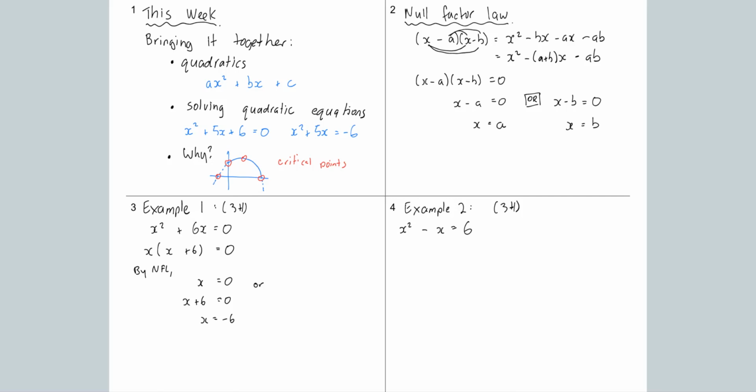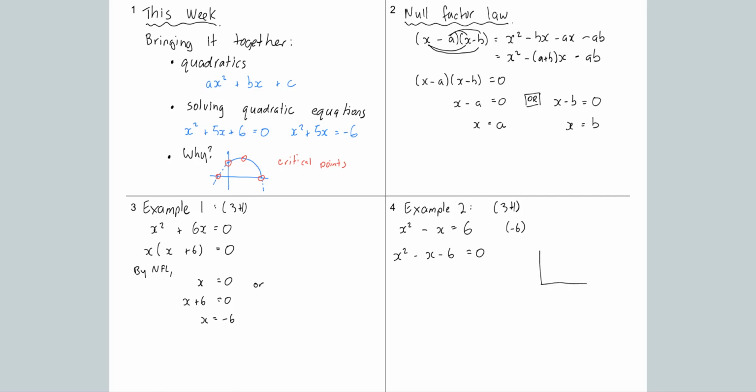Looking at example 2, x squared minus x equals 6. Now you might be tempted to factorize to start with, but that would be a poor place to start. We do need to have the equation set equal to 0 before we can use the null factor law. So the first thing I'm going to do is subtract 6 from both sides. That'll give me x squared minus x minus 6 is equal to 0.